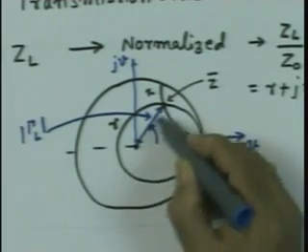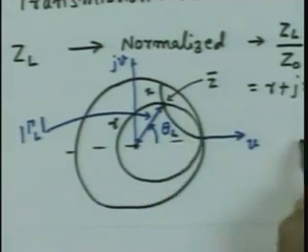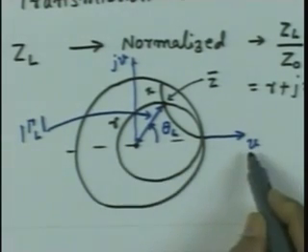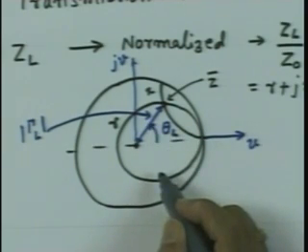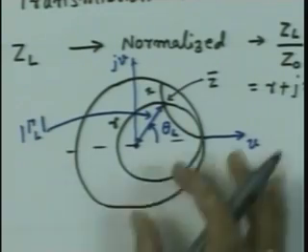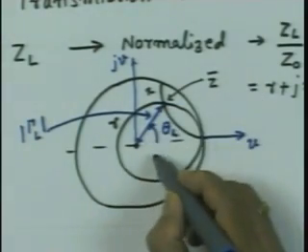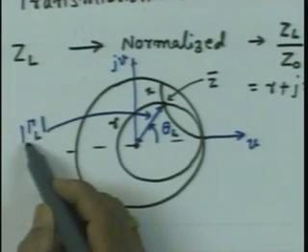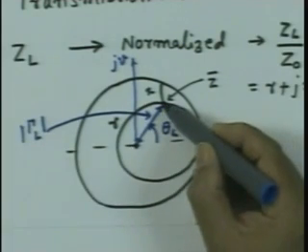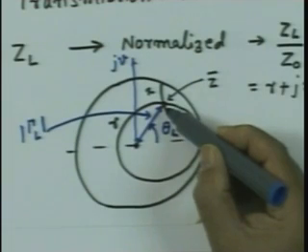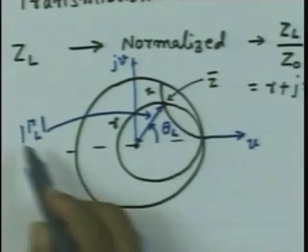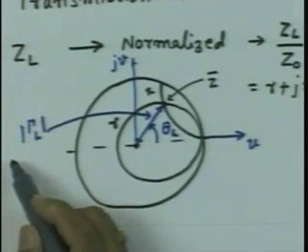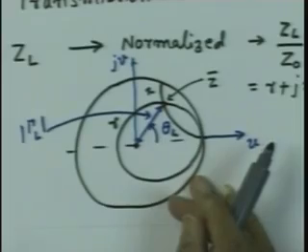And the angle which this radius vector makes with the right hand horizontal axis, which is the real gamma axis, that is the angle of the reflection coefficient at the load end. So, without doing any calculation, just by measuring this distance and this angle, I can get the reflection coefficient from the complex impedance. Exactly the same thing I can do for calculating the reflection coefficient from complex admittance also.